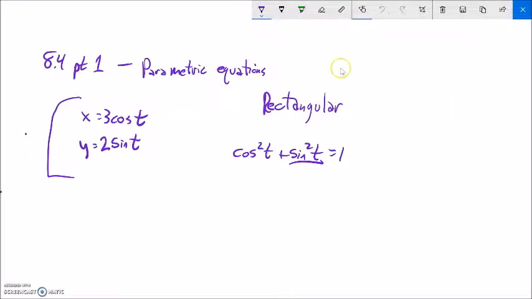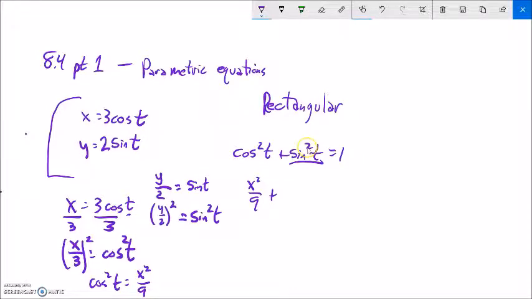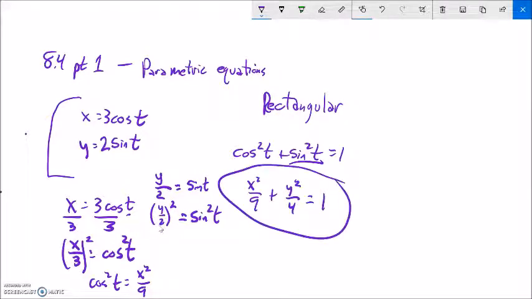Well, I want to manipulate this so it's just a cosine squared. So what I'm going to do is divide both sides by 3 to get the cosine all alone. Now I can square both sides. So it looks like cosine squared t is equal to x squared over 9. So this I can replace with x squared over 9. Plus, similarly with this y version, I'm going to divide both sides by 2, then square both sides. So sine squared equals y squared over 4. So there it is in rectangular. And notice it is an equation for an ellipse.